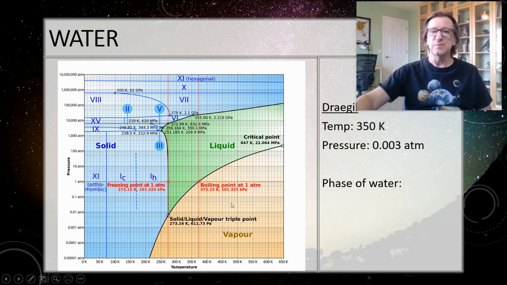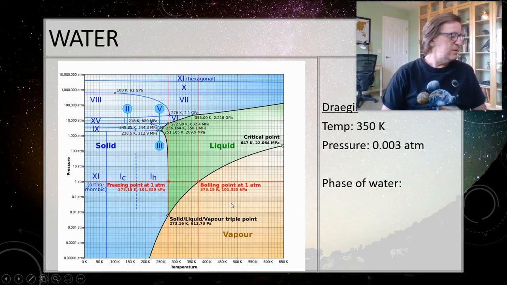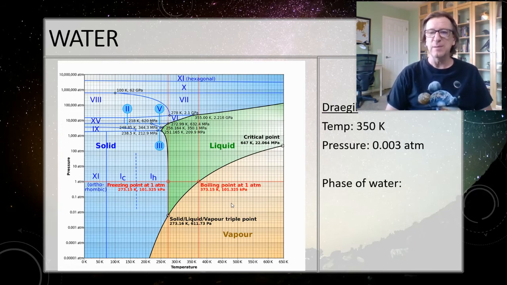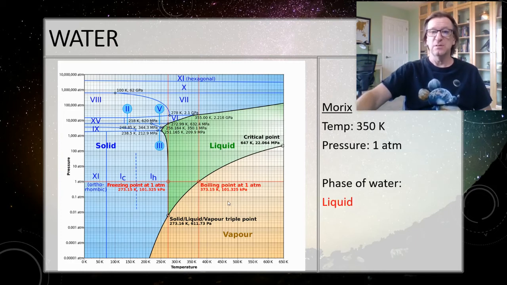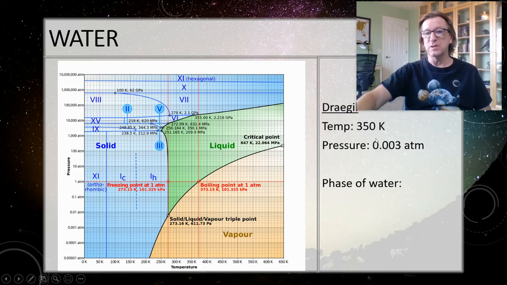All right, let's take the next one. So Dragel has a temperature of 350 degrees Kelvin. The pressure is 0.003 atmospheres. Is that a thin atmosphere or is that a thick atmosphere? That's really thin. That's like Mars or less. So using that, I want you to figure out what the phase of water is going to be. Same temperature. Take a look. Same temperature as it was on Morex, but now the atmospheric pressure has changed. Pause the video. Figure out the phase of the water.